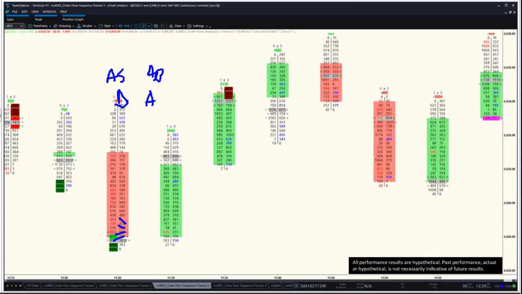So we see that the sellers are slowing down dramatically. They're slowing down here at the bottom. What do I have right here on the next bar? I have a blue number. And it's on the aggressive buy side. Remember, this is the aggressive buyers, aggressive sellers.